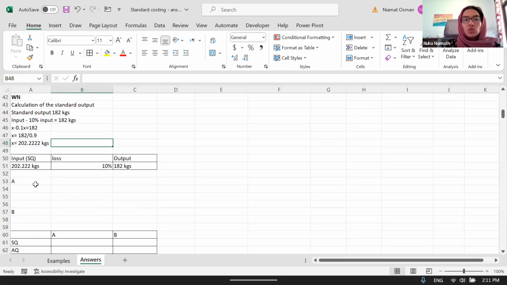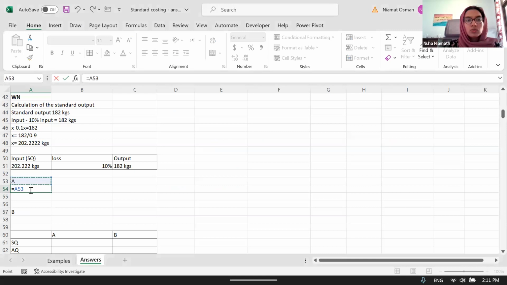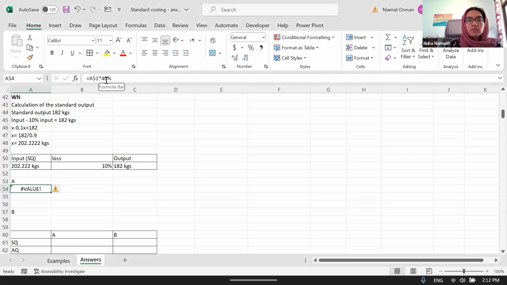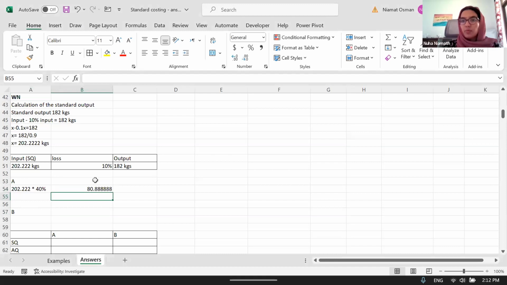Okay. So now we need to know it for A and B. 202.222 is the total standard quantity. We need to know it for A and B. What does it say? A uses 40%. So A will be equal to this into 40%. Correct? Let me type it: 202.22 into 40%. It will give me 80.9. Perfect.